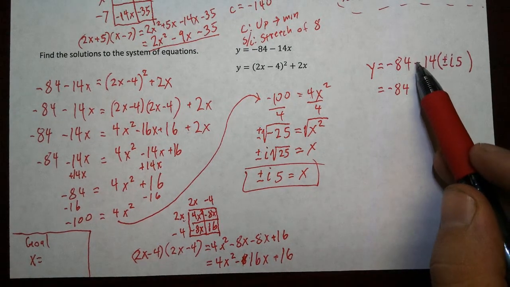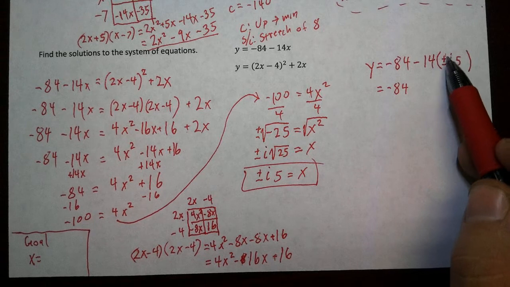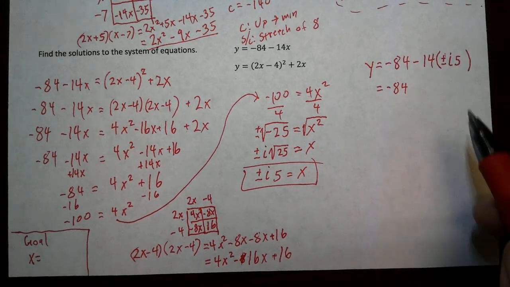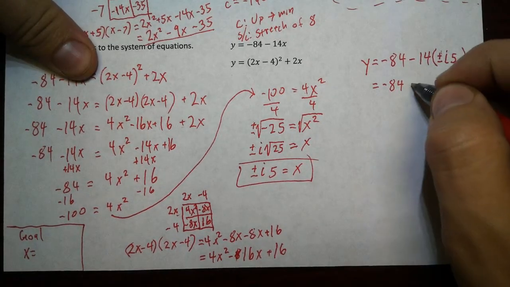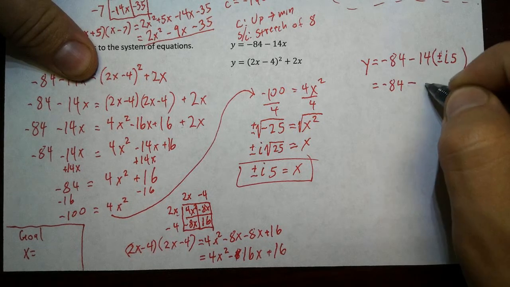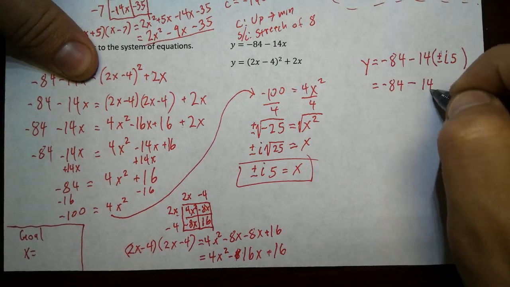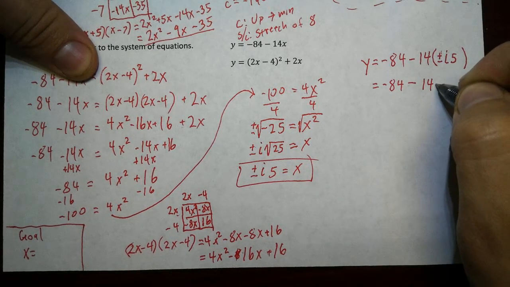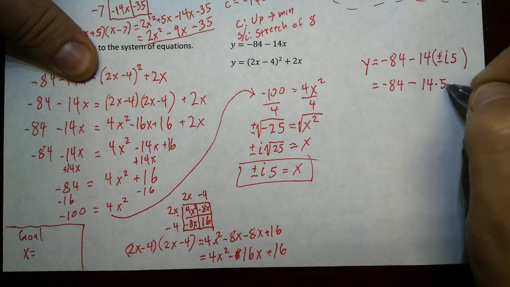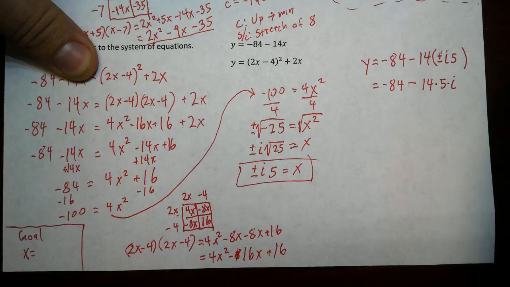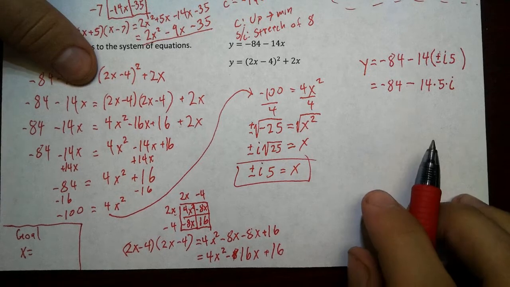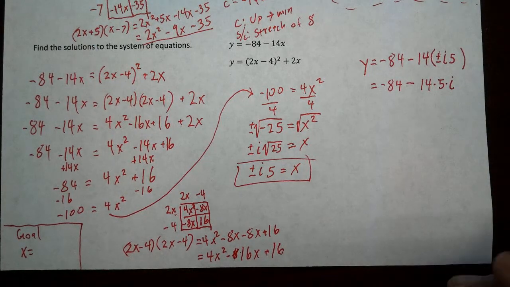So if we had negative times a positive, that first set, well, that would just be a negative, right? So that would be negative 14 times 5 times i. I know I'm writing the i on the right this time. It's a little weird, but it's okay. Normally we write it in front just to signify the imaginary term, but like I said, that's okay.